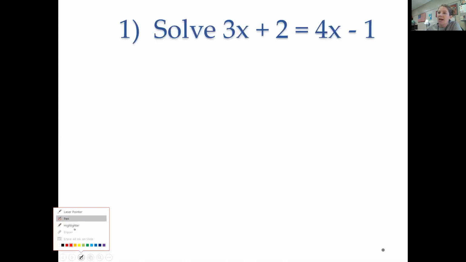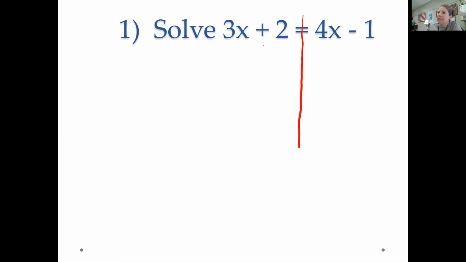All right, so I have an x on both sides of the equal sign. First thing I'm going to do is draw this line, and this reminds me that I can combine like terms on one side of the equal sign, but I cannot combine like terms across an equal sign. So I see a 3x and a 4x. I am not allowed to add those and get 7x because they're on opposite sides of the equal sign. So I'm going to get my x's together.